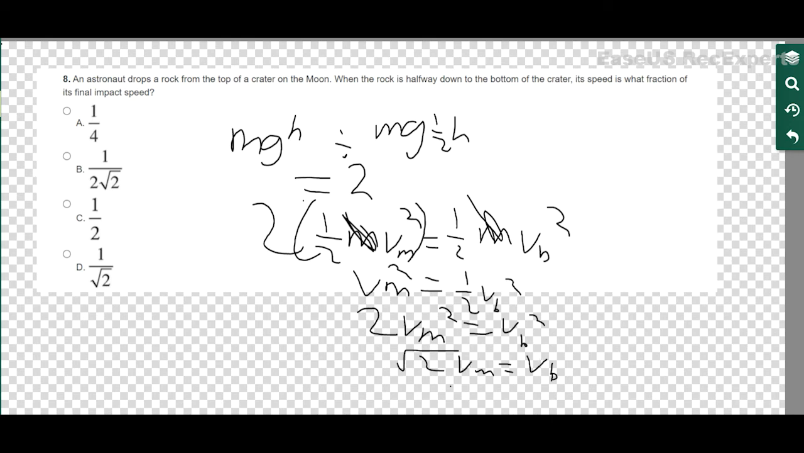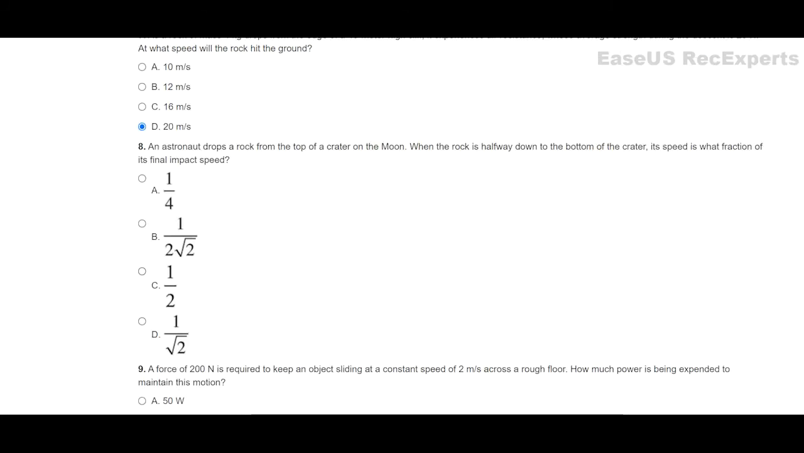And if you want to find Vm in terms of Vb, which is what we're trying to do in this question, I bet I've separated the variables incorrectly. You would do Vb over root 2, which would correspond to 1 over root 2, or D.